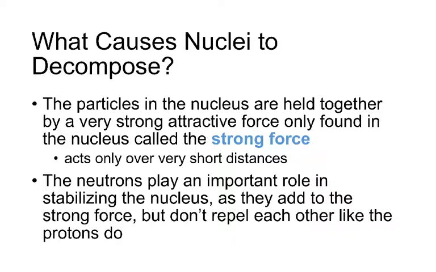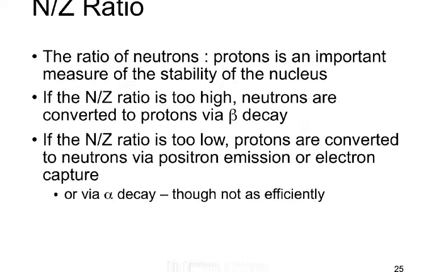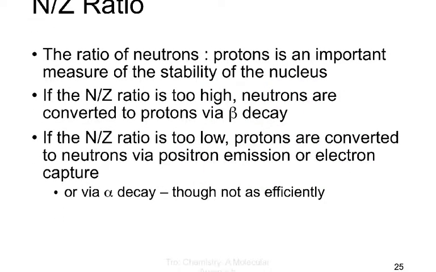All right, why are some things radioactive? The answer has to do with physics. The particles in the nucleus are held together by something called the strong force. It acts only over very short distances. And the neutrons play an important role in stabilizing the nucleus, as they add to the strong force but don't repel each other like the protons do. So that ratio of neutron to proton is a measure of stability in the nucleus.